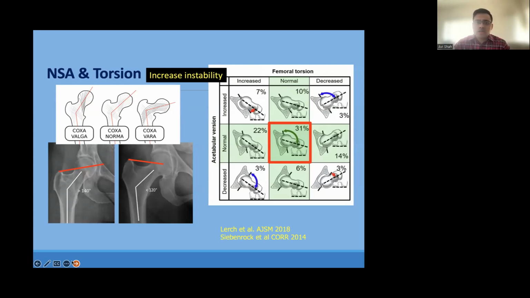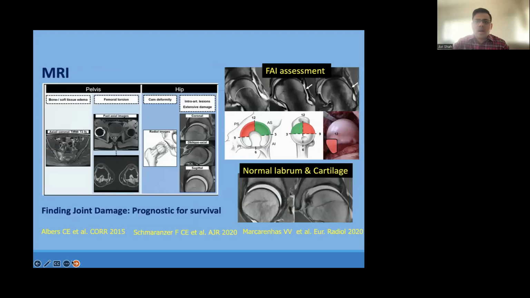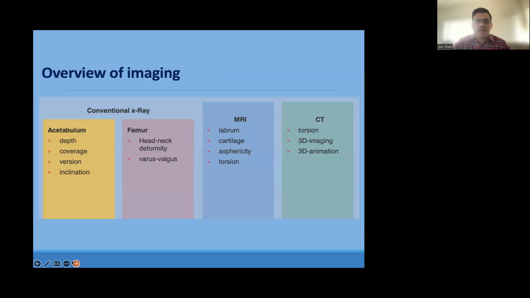The acetabular version as such cannot be seen on X-ray. We usually see that on CT scan. We check that with correlation with CT scan and our clinical examination. But as you see in this image, versional problems increase the risk of instability. I won't be talking about MRI, as Dr. Daftary will be going into detail regarding MRI.